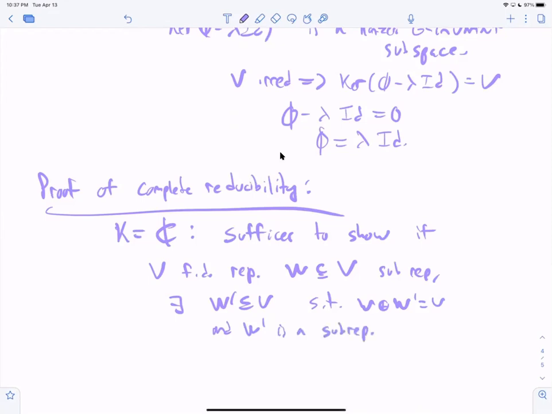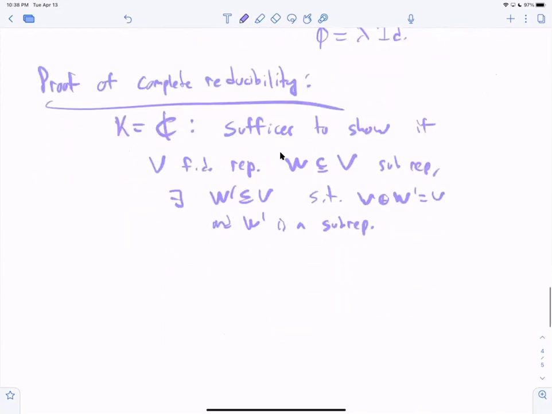And once you have that, you just proceed. You iterate this procedure to produce a decomposition into irreducible subrepresentations. So this is what you really need to show. Whenever you have a subrepresentation, you have a complementary subspace that is also a subrepresentation. So a complementary subspace that is also preserved by the G action.